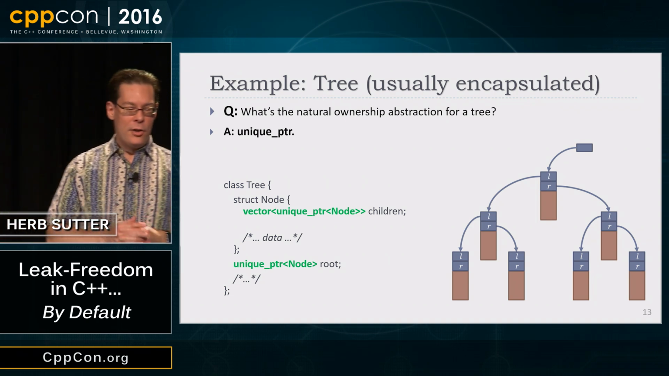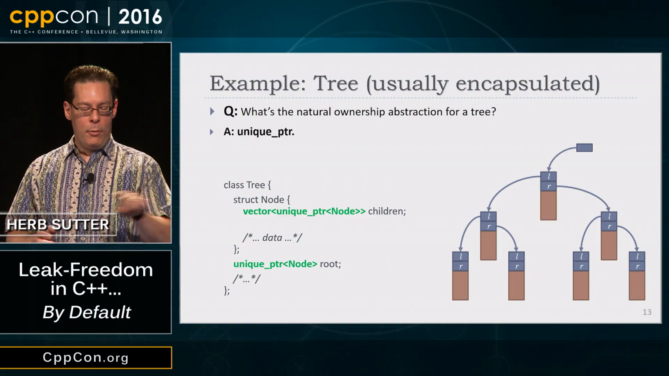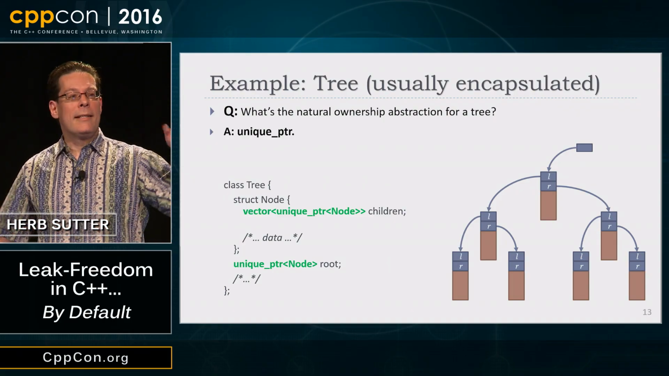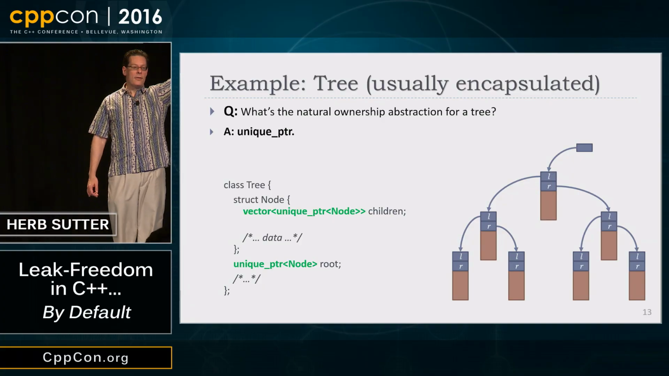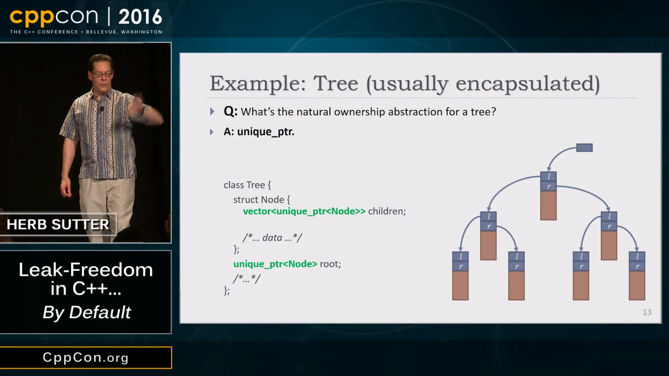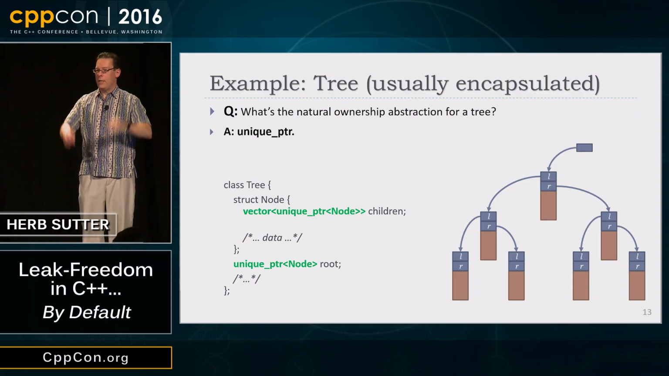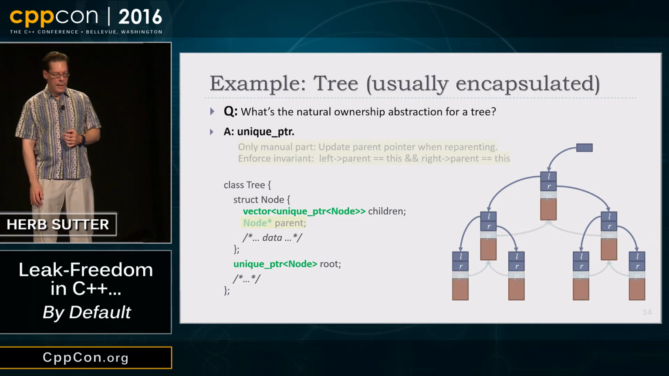And let's make it an n-ary tree. It's a vector of unique pointer of children, and then there's a unique pointer node to the root. Now I ask you again, is this correct by construction? Is this leak-free by construction? How many would say yes? So as soon as a node is no longer used, say I prune one of the nodes in the middle of the tree, anything that it owns will also be pruned. This is great.